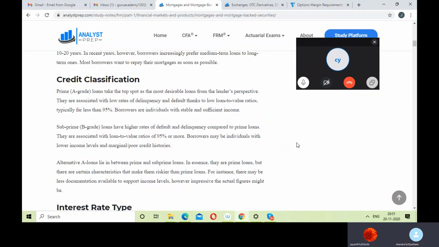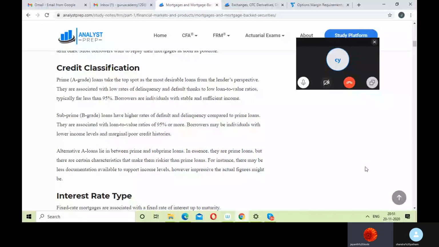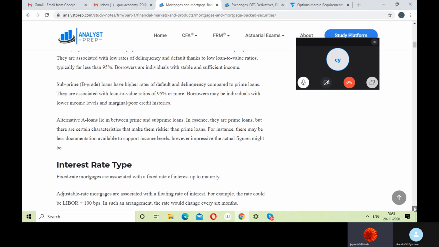But in the prime A grade, the first tranche we discussed, the loan to value ratios are very less. Why? Because they are paying 20-30% as down payment and taking the loan, and they have good, sufficient and stable income to pay. But in subprime mortgages, the loan to value ratio will be high. They will be taking higher amounts of loans and giving very little down payment. So here the chance of default is very high.